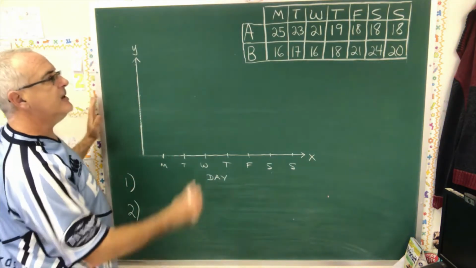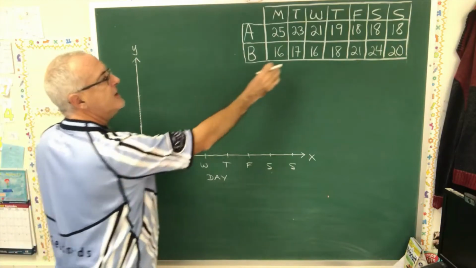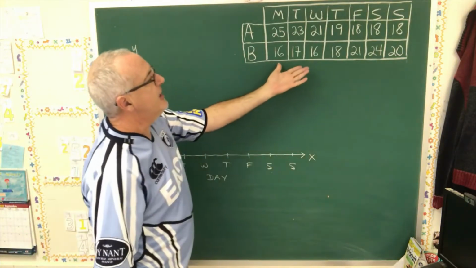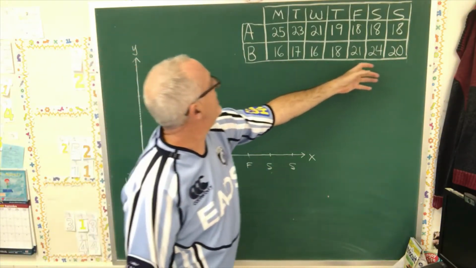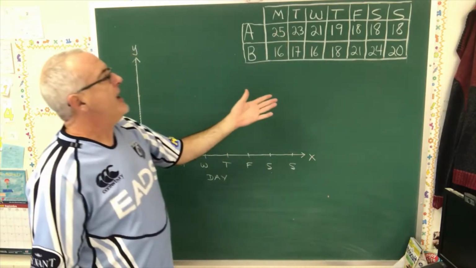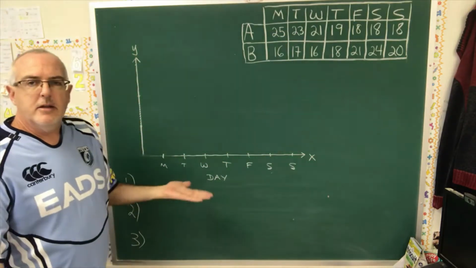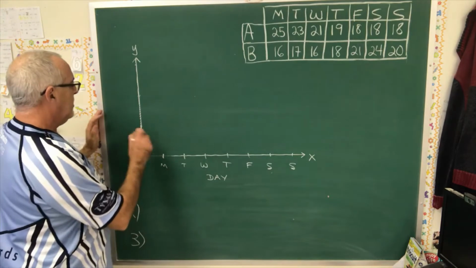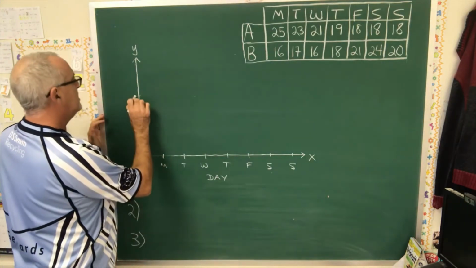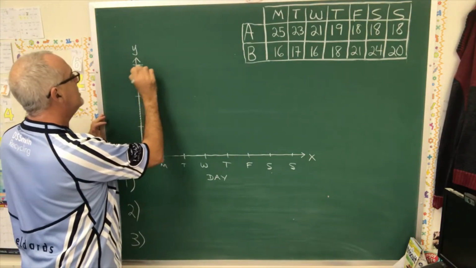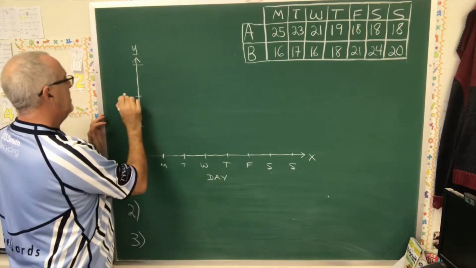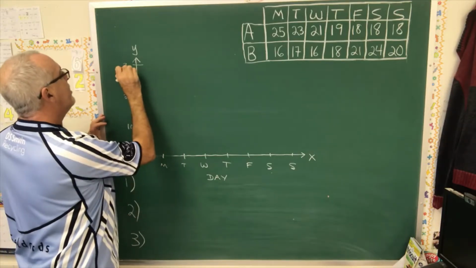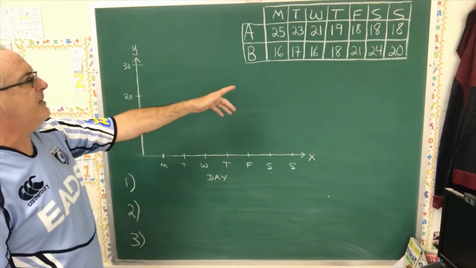The y-axis, I'm choosing my numbers based on the numbers that are in the data. I can see that the biggest number I have here is 25. The smallest number is 16. I just want to make sure those numbers fit. So the way I'm choosing to do that is to divide my axis like this and label it 10, 20, and 30. All of the numbers will fit.